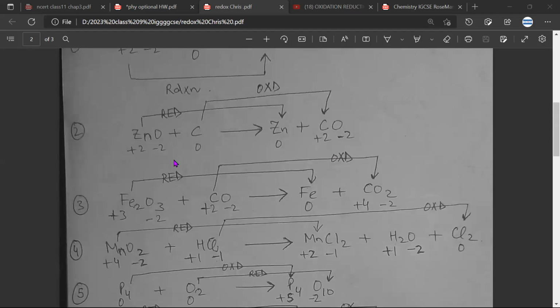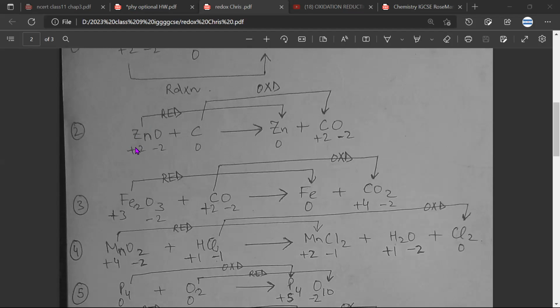Yes, sir. Let us look at a simpler example. ZnO plus C. Carbon is elemental, so its oxidation number is 0. Oxygen is -2, zinc is +2. Now here this +2 changes into 0. This is one way of looking at this, that this is a reduction in oxidation number.